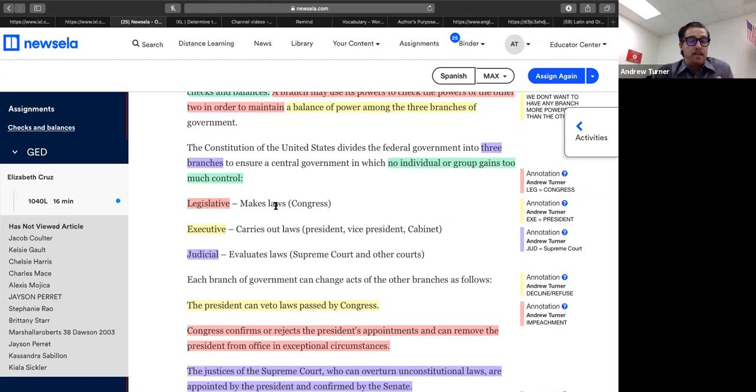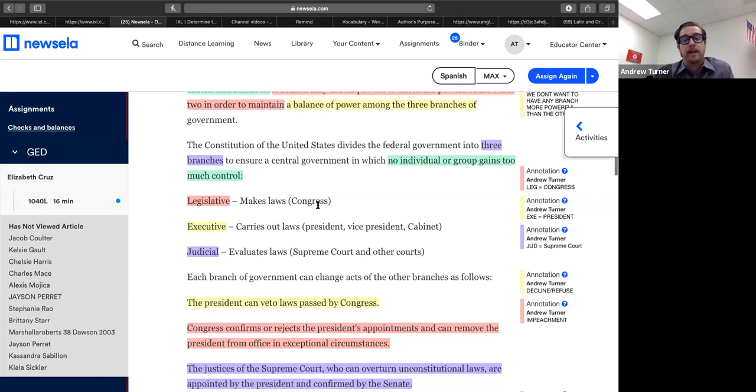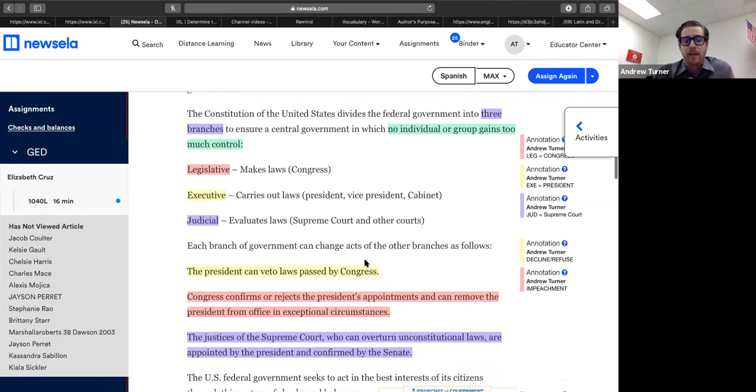Legislative, they make the laws. Executive, they carry out the laws. And I forgot to read here. Legislative is the Congress, which has two branches, and we'll talk about that. Executive is carrying out the laws. That's the president, vice president, cabinet. Then we have the judicial, which they evaluate the laws and interpret the laws, and that would be the Supreme Court and other lower courts, okay?